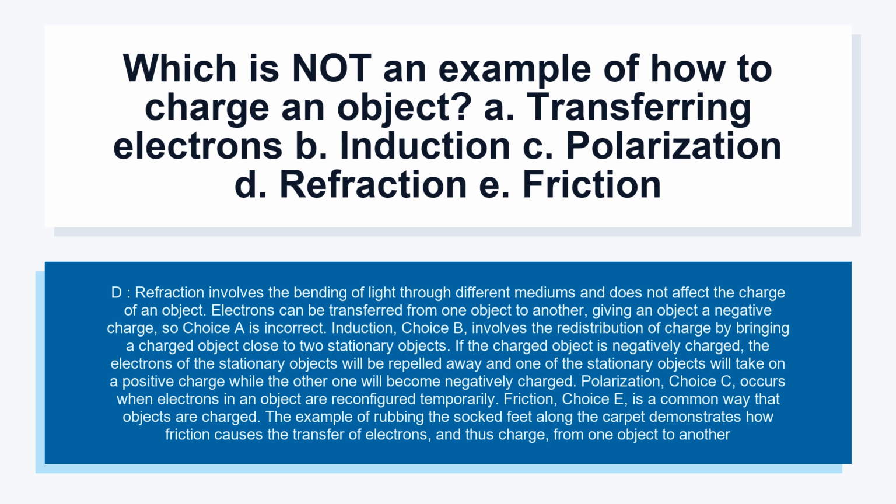Polarization, choice C, occurs when electrons in an object are reconfigured temporarily. Friction, choice E, is a common way that objects are charged. The example of rubbing socked feet along the carpet demonstrates how friction causes the transfer of electrons, and thus charge, from one object to another.